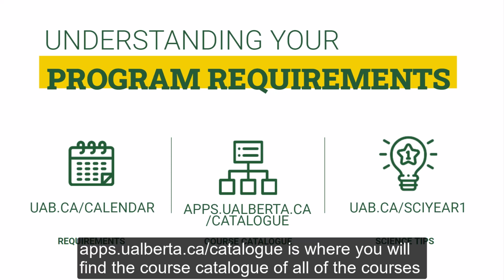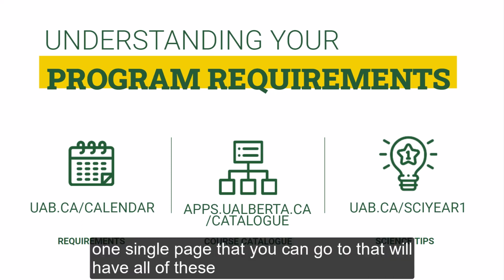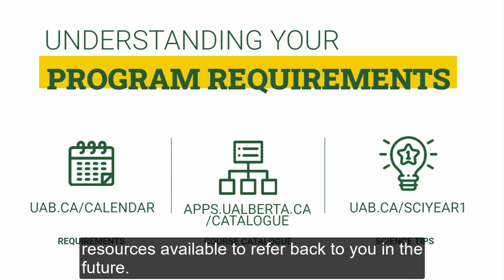apps.ualberta.ca/catalog is where you will find the course catalog of all of the courses that the U of A has to offer. And then uab.ca/sci year 1 is one single page that you can go to that will have all of these resources available to refer back to in the future.